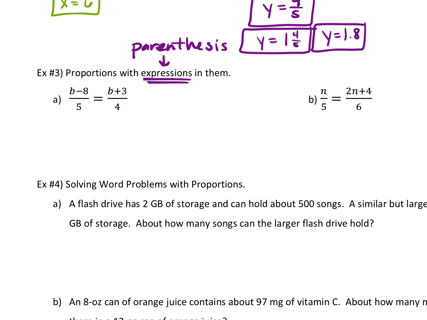It's the same process, but with parentheses. So if I cross this way, I'm saying 4 times the difference, b minus 8. Okay, then you put in an equal sign. What's the other side going to be? b plus 3. Okay, and now you can do the algebra.